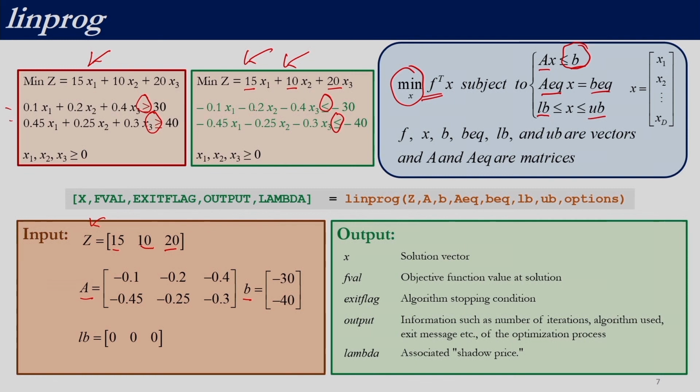So for example, the first constraint is minus 0.1 x1, minus 0.2 x2, minus 0.4 x3. The second constraint is minus 0.45 x1, minus 0.25 x2 and minus 0.3 x3. So this A contains the coefficient matrix, whereas the vector B is the right hand side of those two constraints. So B is minus 30 and minus 40. The lower bound for this problem is 0 0 0.